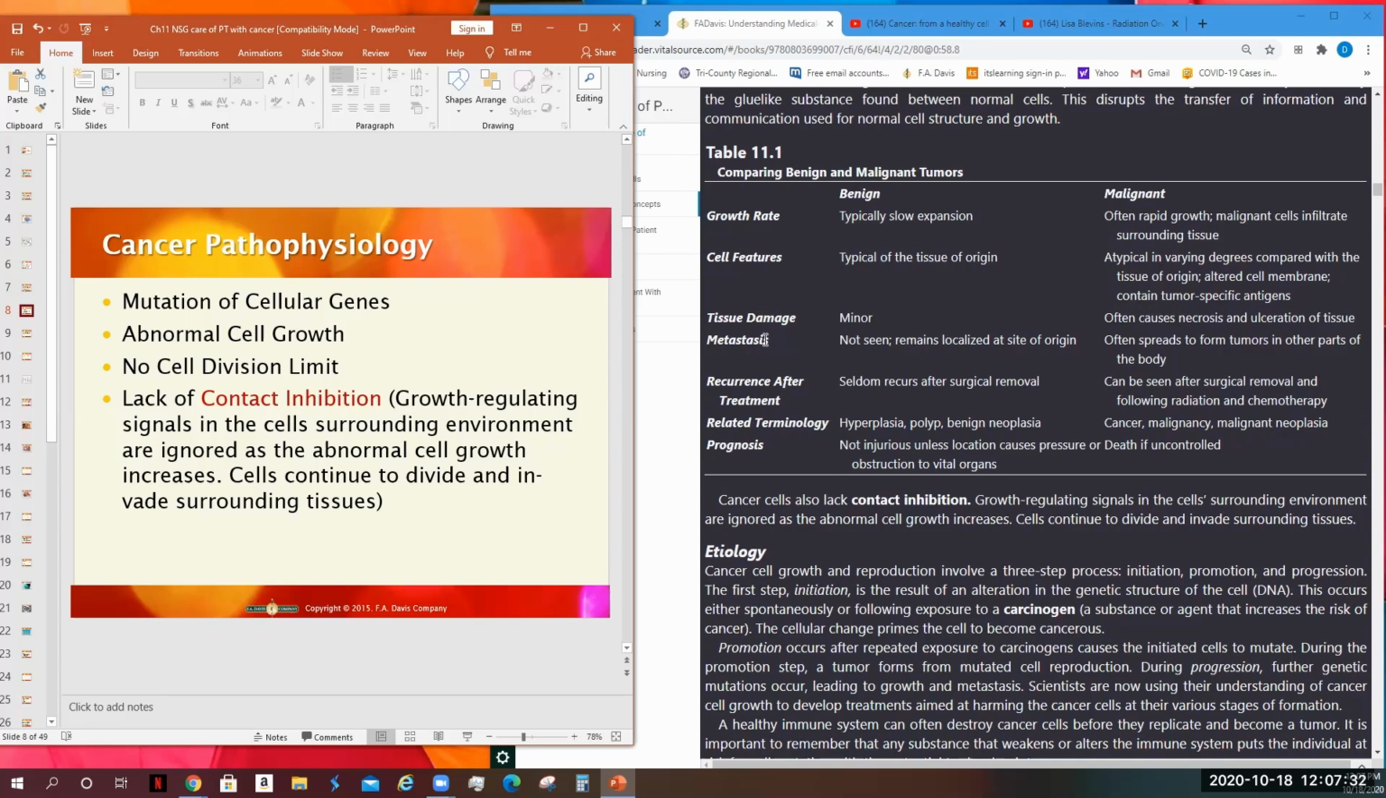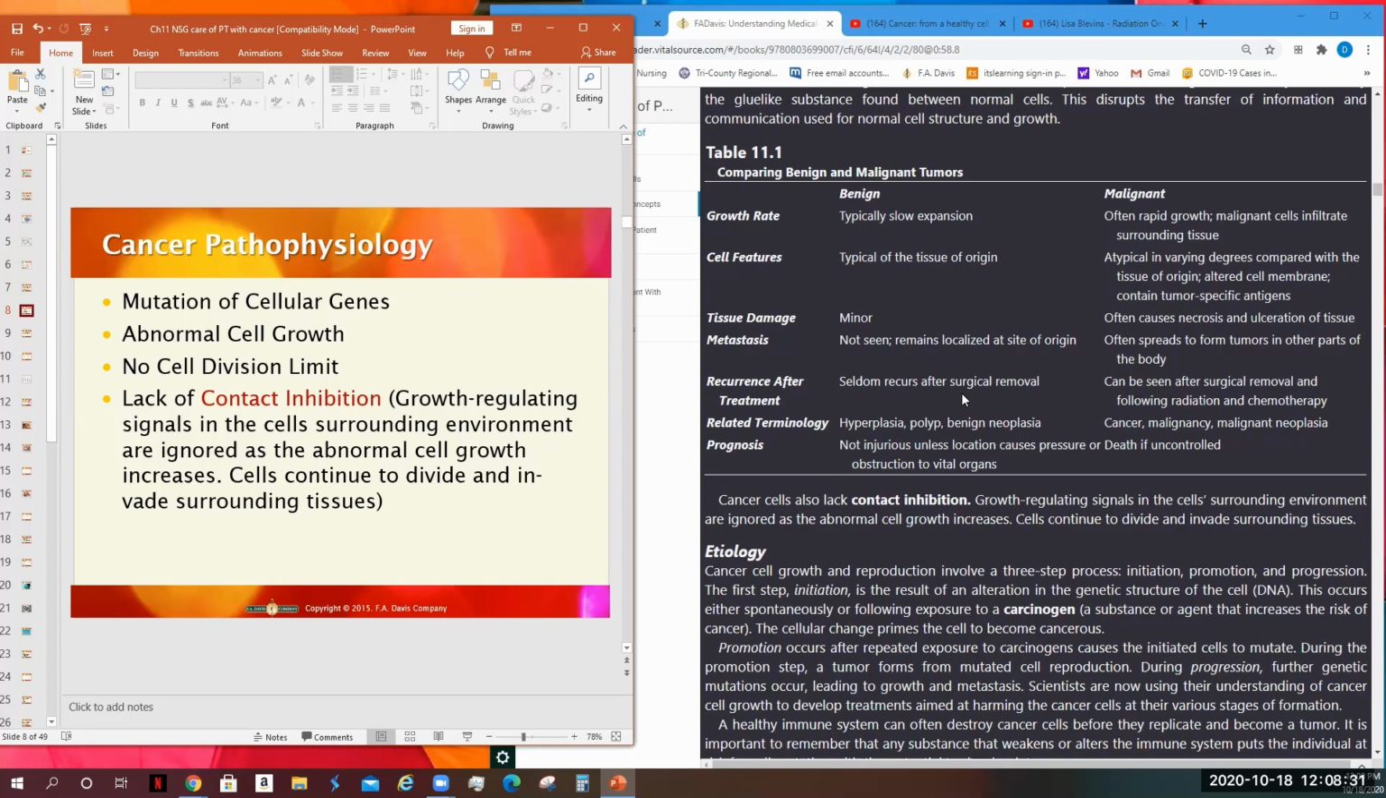For benign tumors, metastasis is not seen because the benign tumor is localized at the site of origin, whereas malignant tumors often spread to form tumors in other parts of the body. Benign tumors seldom recur after surgical removal. However, malignant tumors can recur after surgical removal and following radiation and chemotherapy. For benign tumors, related terminology would be hyperplasia, polyp, and benign neoplasia. For malignant tumors, the terminology would be cancer, malignancy, as well as malignant neoplasia. Those all mean the same thing.